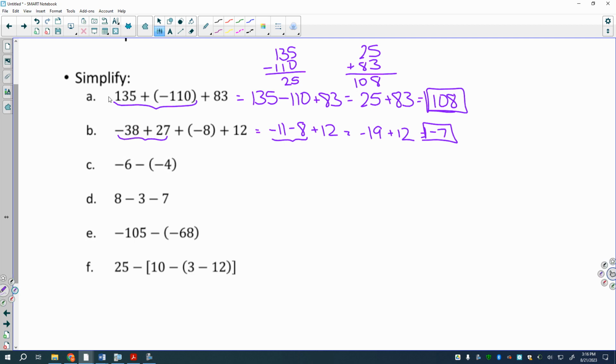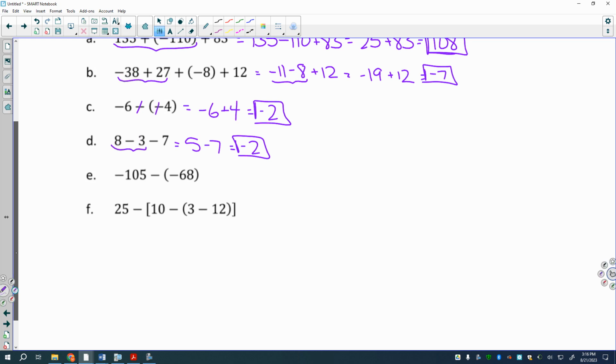On C, this minus and negative, I can cross those out and those become a plus. So this is really negative 6 plus 4. And that gives me negative 2. 4 minus 6 is 2, or negative 6 plus 4. 8 minus 3 is 5 minus 7, and 5 minus 7 is negative 2.